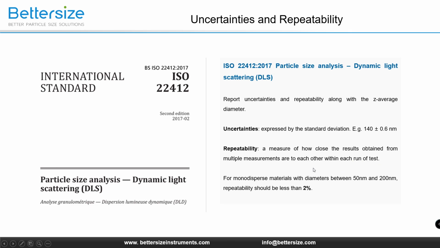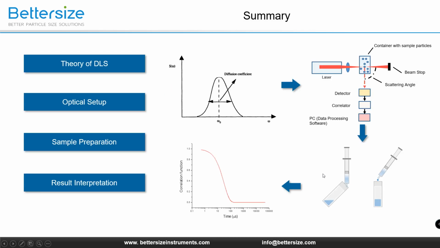As regulated by ISO 22412:2017, monodispersed materials with diameters between 50 nanometers and 200 nanometers should have a Z-average particle size with repeatability less than 2%. Let's wrap up what we've covered in this presentation.